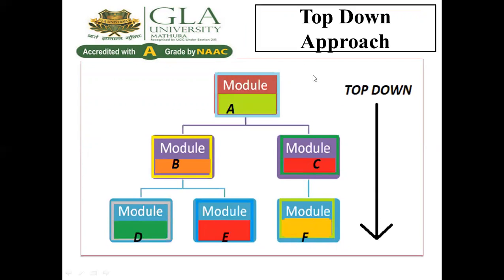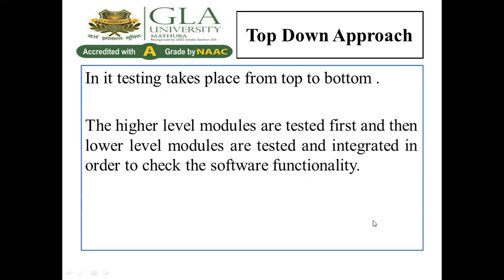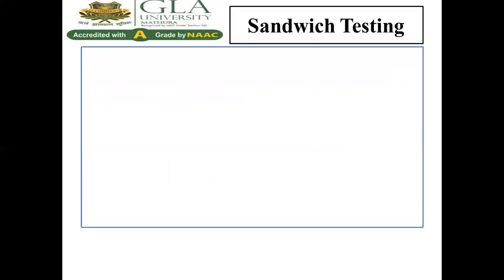This is the top-down approach. Higher level modules are tested first, then we move to lower level modules. So about the top-down approach, we are moving from top to bottom, and higher level modules are tested first, then we move to lower level modules, which means we are moving from higher level to lower level modules.